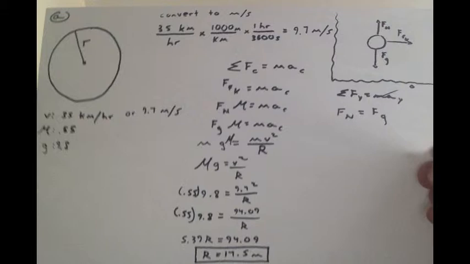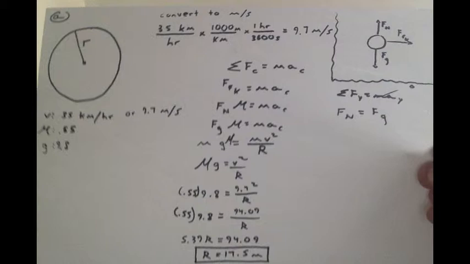So the first problem asks for the radius of the curve. So I have my circle, I have the radius, and I also have my givens on the side. The first thing I decided to do was convert the kilometers per hour to meters per second, which I got as 9.7 meters per second.